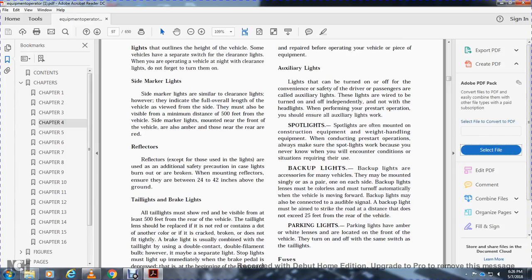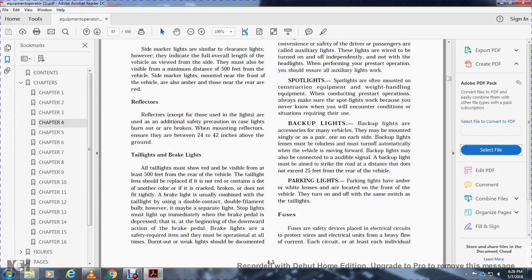Backup lights are an accessory on the main vehicle. The lens must be colorless. They must be turned off automatically when the vehicle is not moving in reverse, and they are also connected with an audible signal. The backup light must be aimed at the road at a distance that does not exceed 25 feet from the rear of the vehicle.